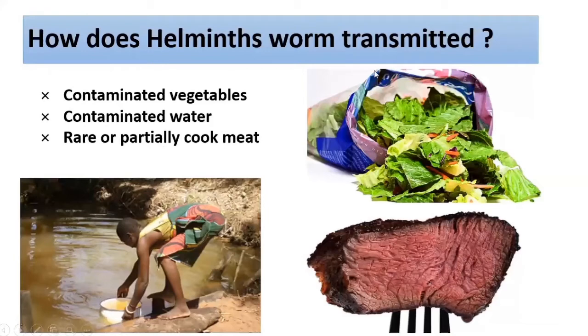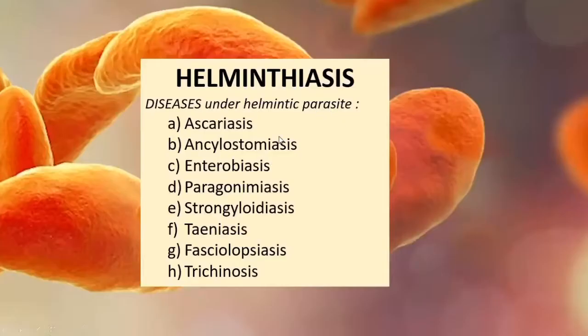How is this transmitted? Helminthiasis is transmitted in several ways. The most common infection is through drinking contaminated water and raw or uncooked meat. There are several types of diseases under helminthic parasites. First is Ascariasis, and the next is Ancylostomiasis, then Enterobiasis, Paragonimiasis, Strongyloidiasis, and then Taeniasis. Next is Fasciolopsiasis and Trichinosis.